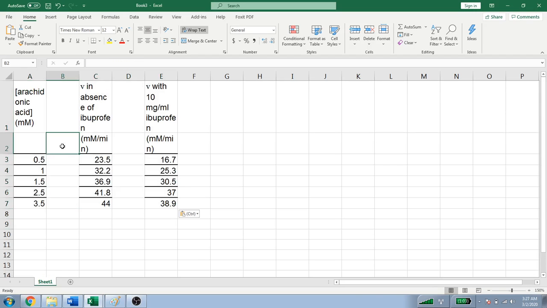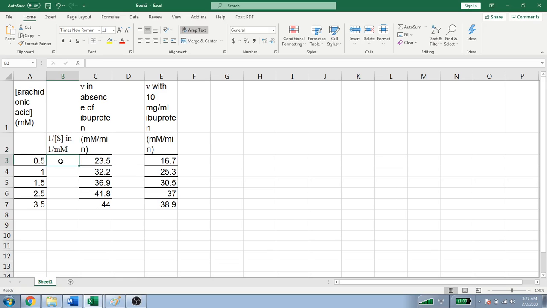You may have already become familiar with Microsoft Excel, but in case you haven't, I'm changing this data here to be 1 over S, and that's in units of 1 over millimolar. To do that, I type the equal sign to say that I'm going to do a formula. Oh, I'm sorry, equal sign, 1 over, and then click on the data that I want to use. Press enter.